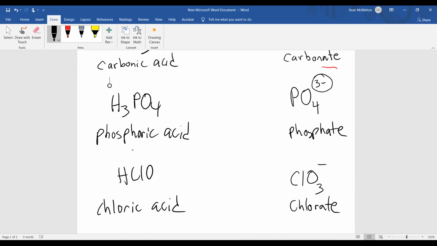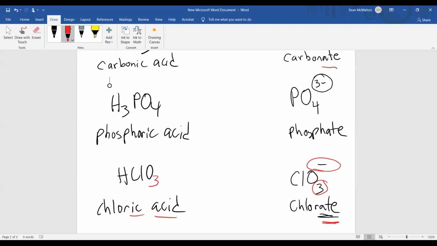Not HClO, because chlorate, remember, the ic acids derive from the ate ion. So what does chlorate have? How many O's? 3. So chloric acid has to have what? 3 hydrogen. No, the hydrogen comes from the charge, not from the number of oxygen. Oh, so 3 oxygen also. Oh yeah, 3. I'm sorry, I thought you said 3 hydrogen.